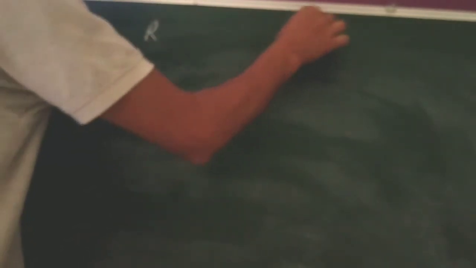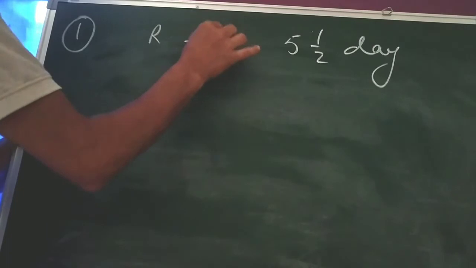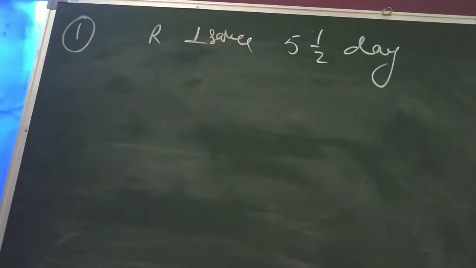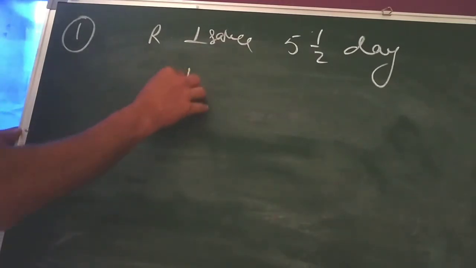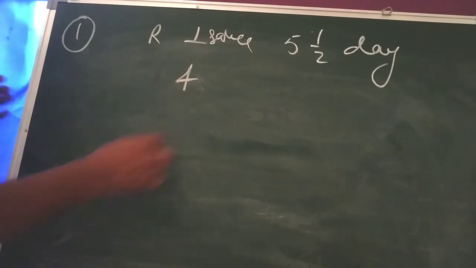If you read the first question of exercise 1.4, you will find that Radhika embroiders a sari in 5/2 days. Radhika embroiders one sari in 5/2 days. The next question is, how many days will it take to embroider 4 such saris? So she is going to embroider the same 4 saris. Then how many days will it take?